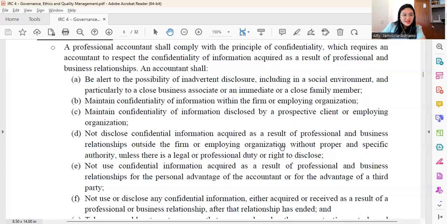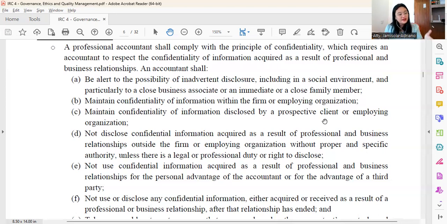Okay? Maintain confidentiality of information disclosed by a prospective client or employing organization. So, prospective client, for example, we have the initial meeting. That person is not yet your client. You have an initial meeting, then during your meeting, the prospective client discloses confidential information to you. And then later on, let's say the next day, the prospective client decides not to pursue your contract. Let's say the client says, I found another accountant that is willing to charge lesser fees, so I'll go with that accountant.